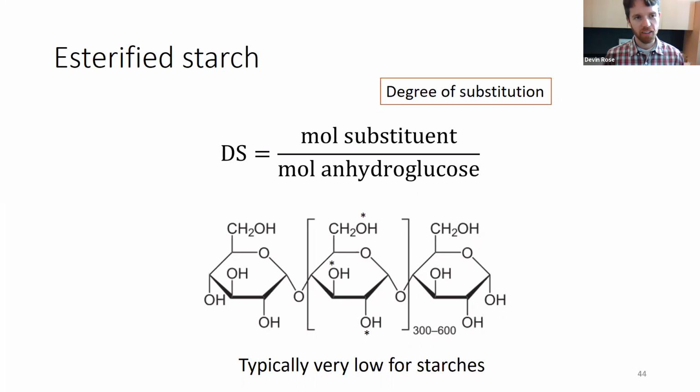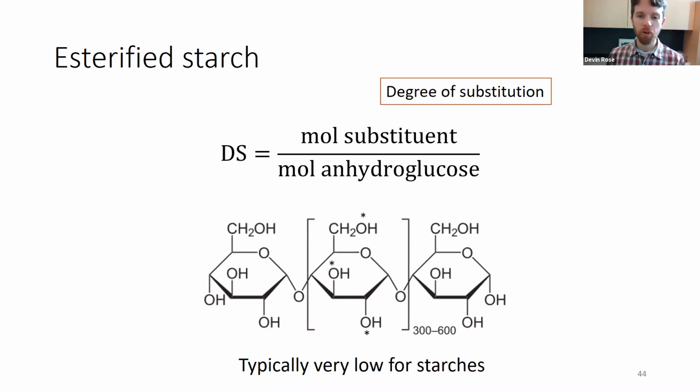Good. The answer is 3. Several of you answered that correctly. So you have 3 hydroxyl groups on each anhydroglucose unit. So the most you can get is 3 divided by 1, which would be just 3. So that's the maximum. And another question, which I don't expect you to know or answer, is what is a typical degree of substitution?